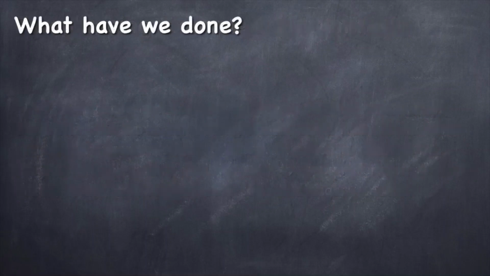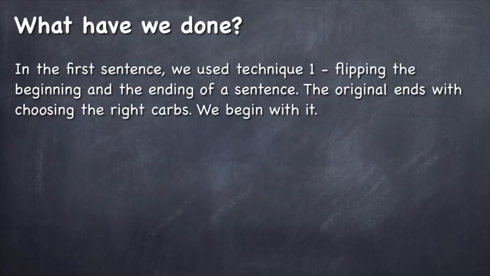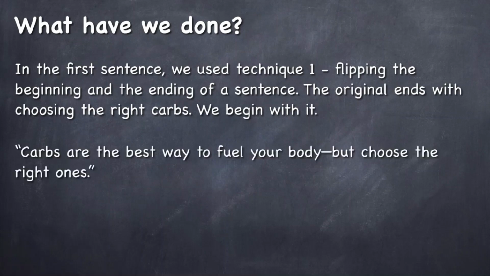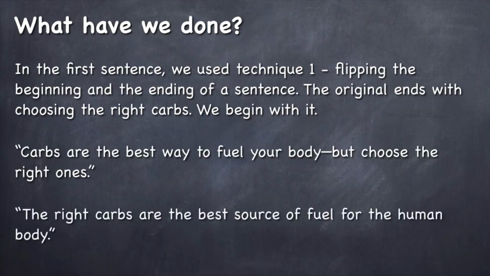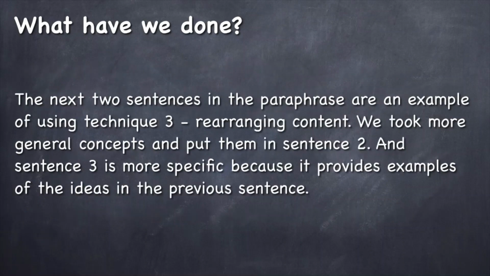Alright, so what have we done here? In the first sentence, we used technique 1, which is flipping the beginning and the ending of a sentence. The original ends with choosing the right carbs. We begin with it. See, this is the original. Carbs are the best way to fuel your body, but choose the right ones. And this is our version. The right carbs are the best source of fuel for the human body. See how the original sentence talks about the right type of carbs towards the end, and we begin with the right type of carbs.